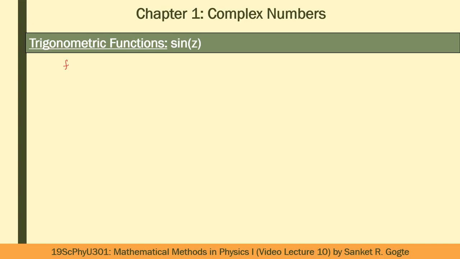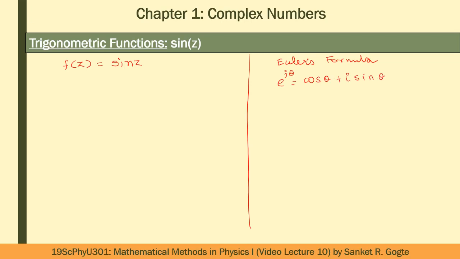So we have the function of complex number z, which is equal to sine z, and to define this we take help of Euler's formula that we have already derived. Let's write down Euler's formula first. So e to the power i theta is equal to cos theta plus i sine theta. Similarly, I can also write e to the power minus i theta as cos theta minus i sine theta. Let me call this equation number 1 and this equation number 2.